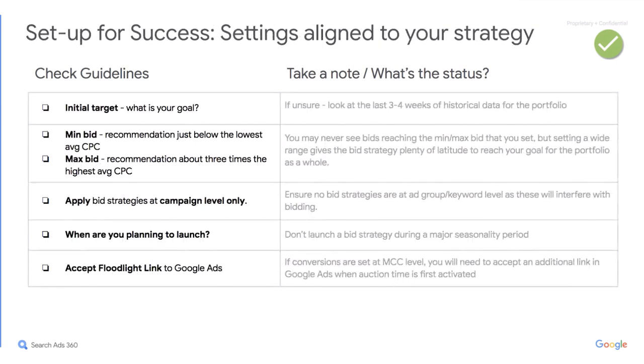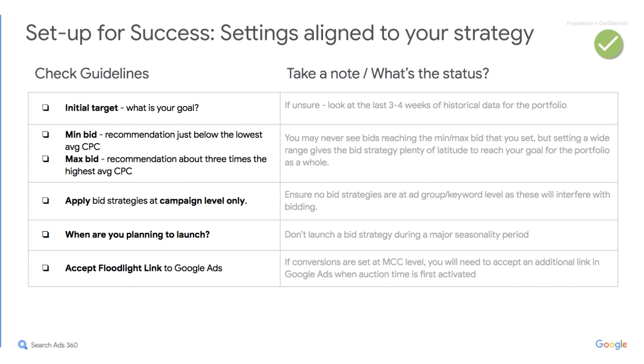During the setup, so again, make sure that you have 3 to 4 weeks of historical data. In terms of minimum and maximum bids, the recommendation is for the minimum bid just below the lowest average CPC, and for the maximum bid we want to give the system a bit of range, so let's give it 3 times the highest average CPC.